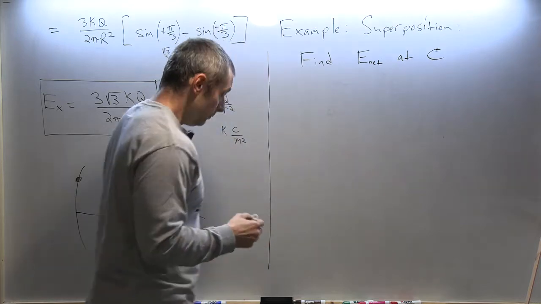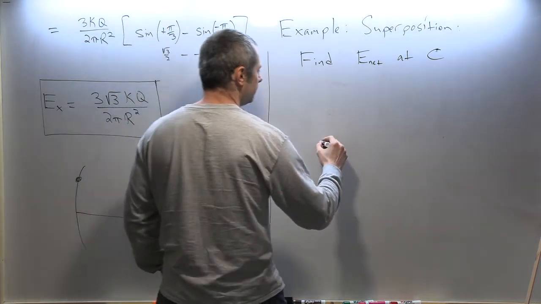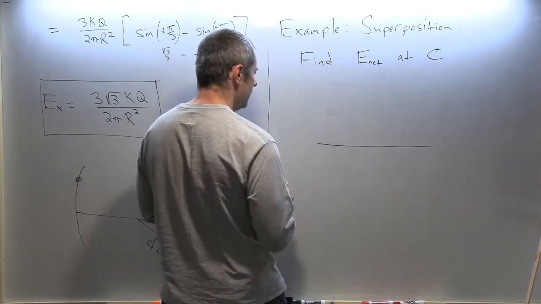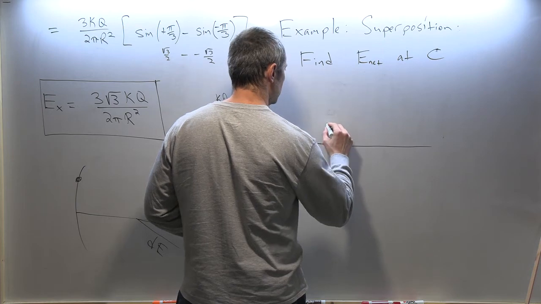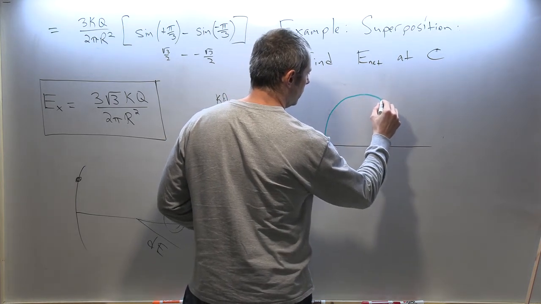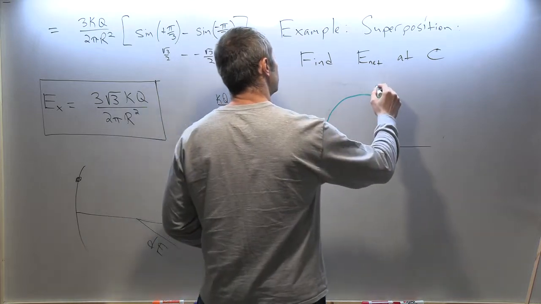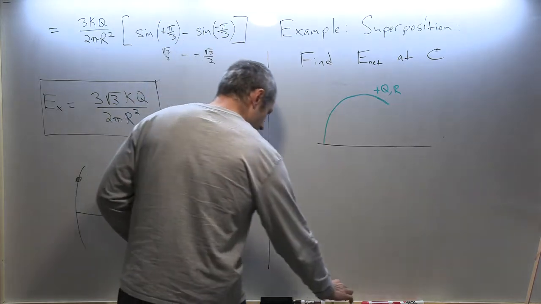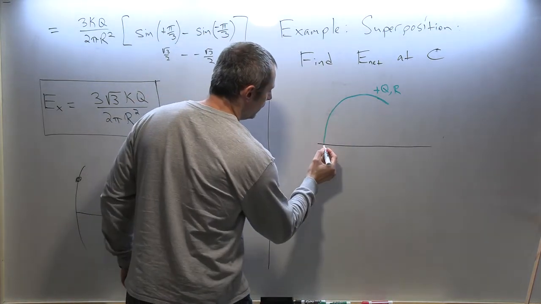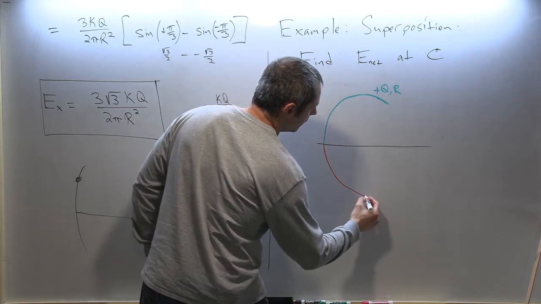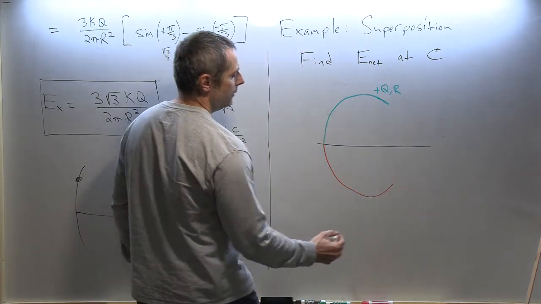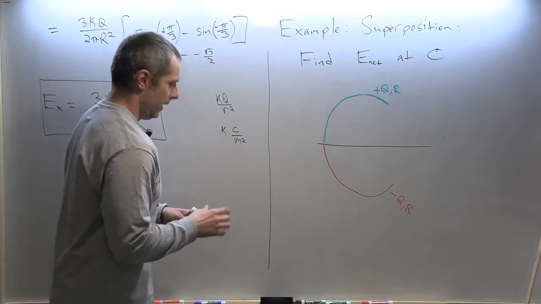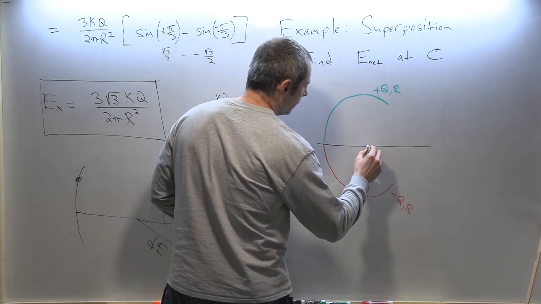So, suppose we have an arc like this, which is 120 degrees, which would take us 90 here, and 120 is like that maybe. And this is plus Q and R and the same angle. And then over here, I'm going to have another 120 degree arc. And this is going to be minus Q, R. And we want to find the net electric field right there in the middle.